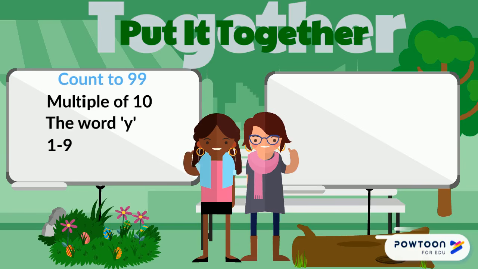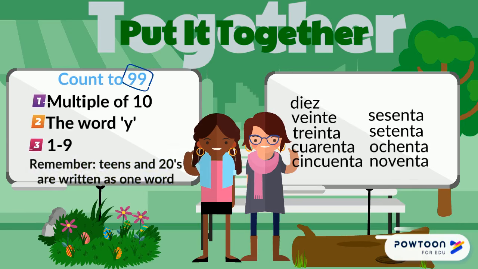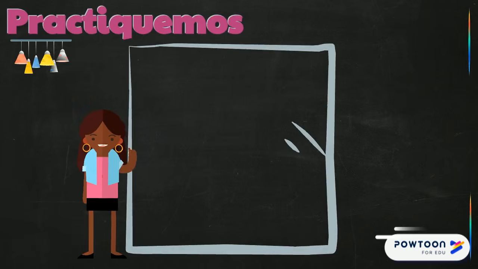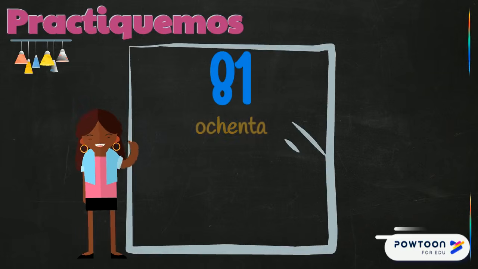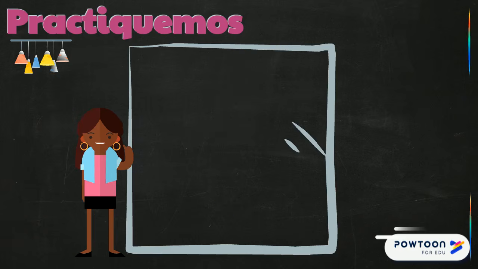Now, all you need to count to 99 is the multiple of 10 you want, followed by the word y, and then a number from 1 to 9. If, for example, you want to say 81, we would say 80, the word for and, which is y, and then add the word for 1. That gives us 81.